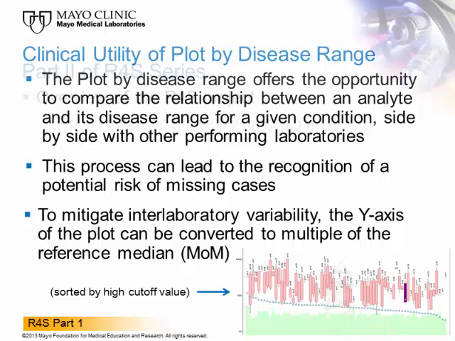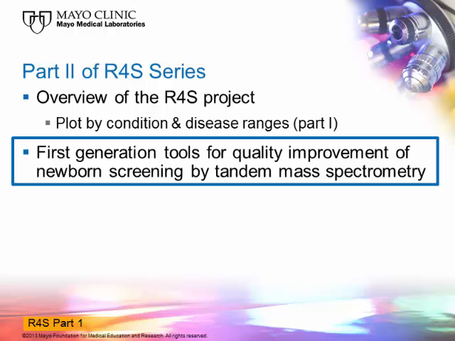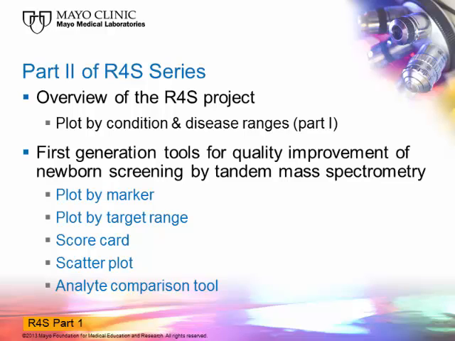This is the conclusion of part 1 of the R4S series, which included an overview of the project and 2 examples of productivity tools, the plot by condition and the plot by disease range. In the next presentation, 5 more types of tools will be presented along with an analysis of their clinical utility for quality improvement of newborn screening by tandem mass spectrometry.